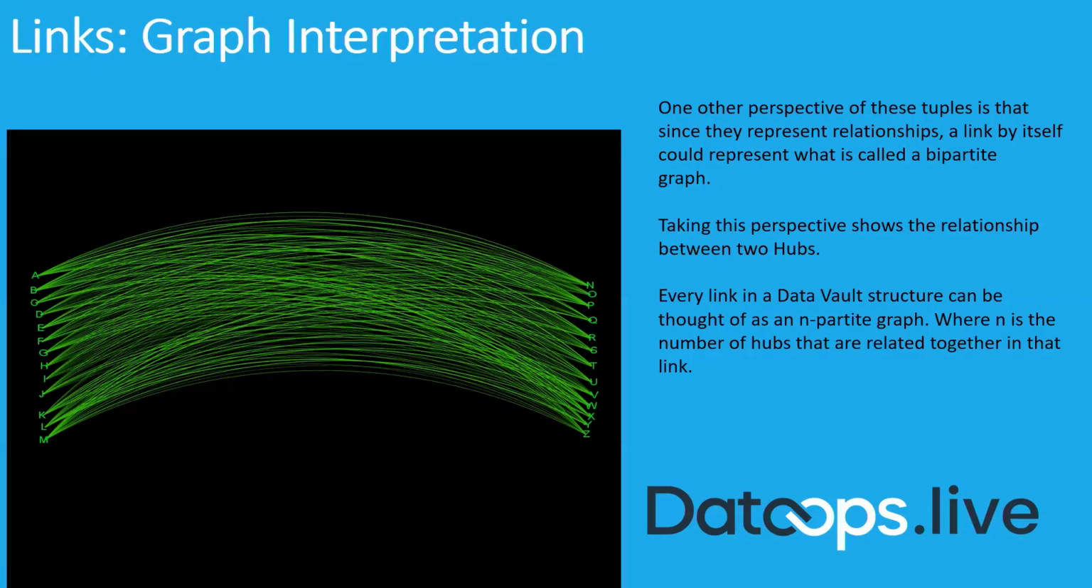Another way to look at a link is a graph interpretation. If you take the data from the link and dump it out to an analysis tool like Gephi, which is what I use to produce this, then you can see a graph relationship, and this is called an n-partite graph. The n is the number of hubs represented by the link. So this is going to be a bipartite graph. If you have three hubs, it'll be a tripartite, and on and on.